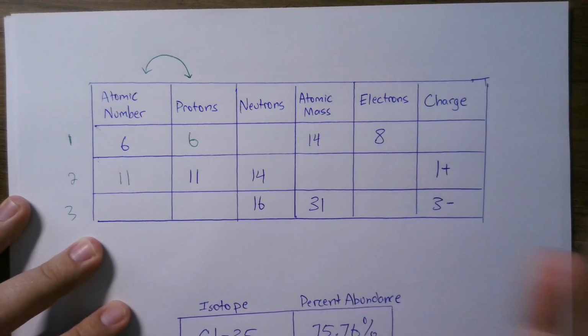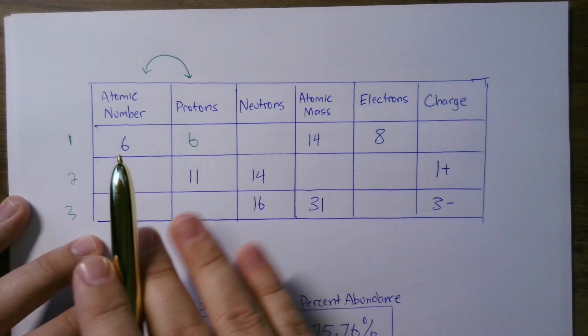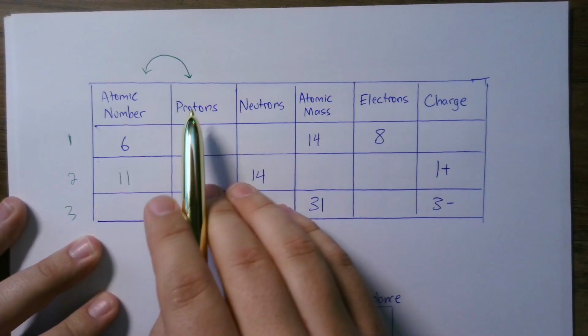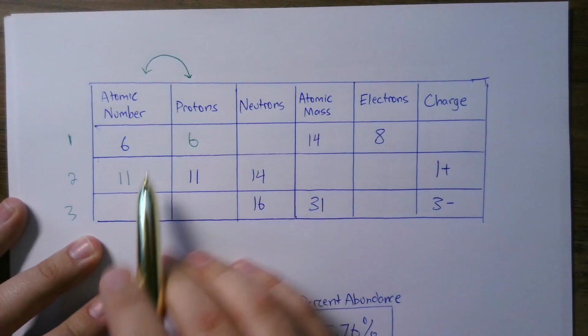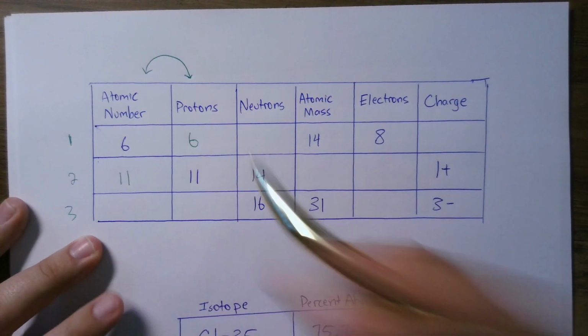If you had me before, we've done tables like this a lot, so you probably knew what we're talking about. But if you didn't, you might be really confused. All right, so first, like I said, atomic number and protons are directly related. So if you know one, you easily know the other.